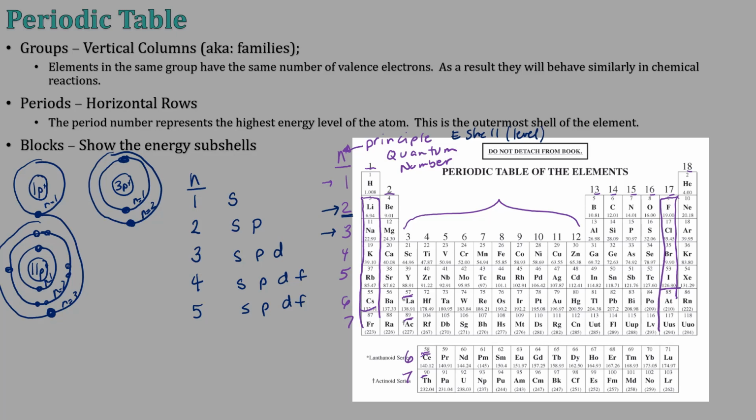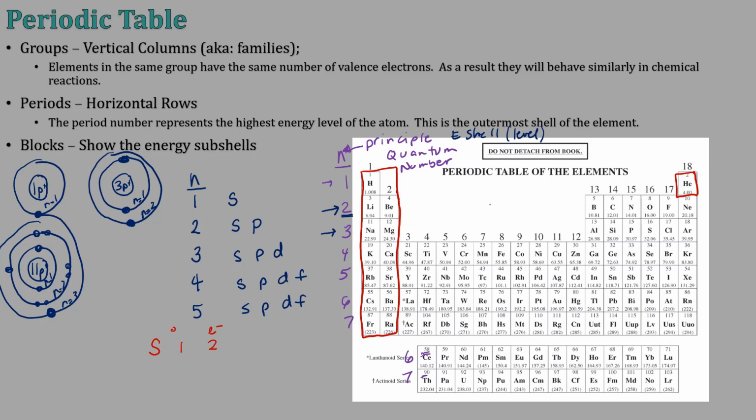So the blocks that you can look at on the periodic table: the S block is right here, and includes helium. Remember that the S subshell holds 2 electrons because it has one orbital. And then the P subshell is over here, and P has 3 orbitals, so it holds 6 electrons. If you look, it is 1, 2, 3, 4, 5, 6 across.